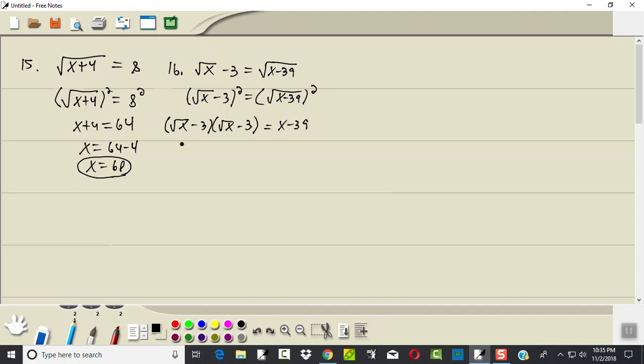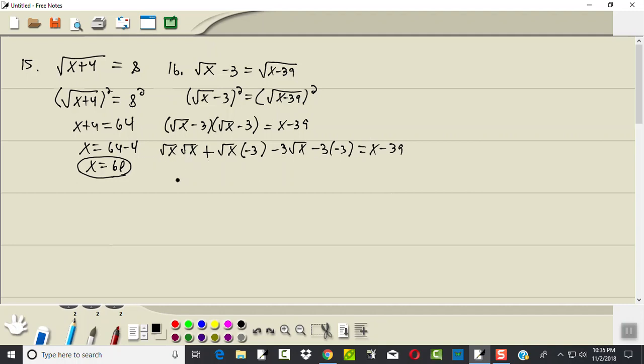Now I'm going to FOIL this, square root of x times square root of x, first items. The outer items, square root of x times negative 3. The inner items, negative 3 times square root of x. And the last items, negative 3 times negative 3.